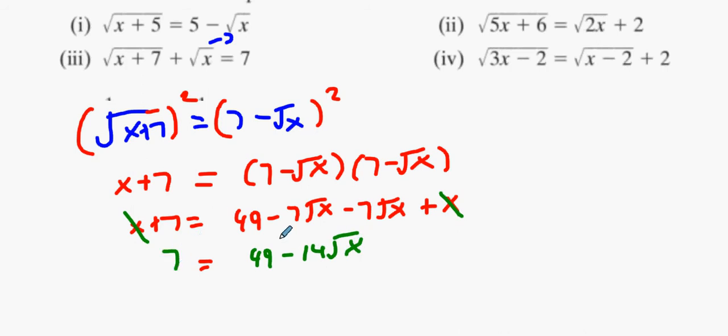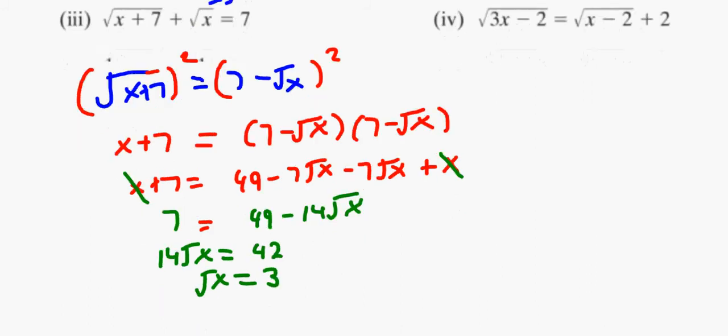Bring the 7 to the right and 14 root x to the left. So 14 root x equals 49, take away 7 is 42. Root x equals 3. Square both sides and what do you get? x equals 9. Okay, who got that one out?